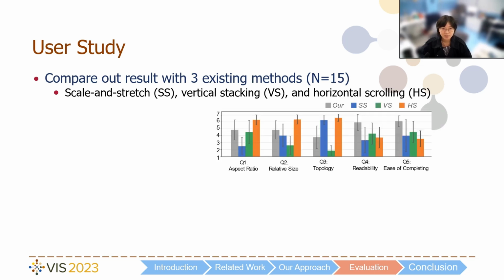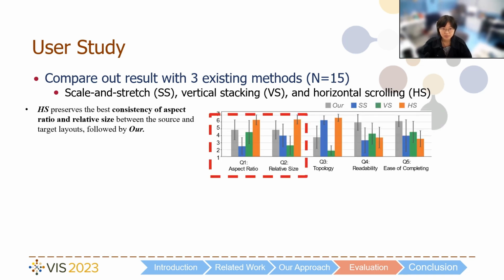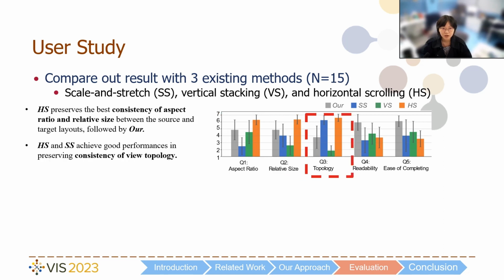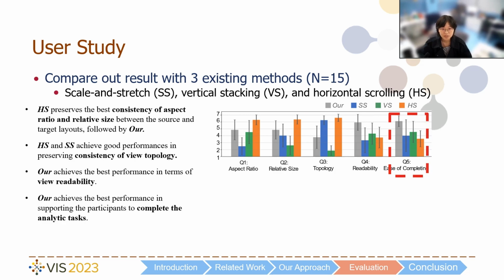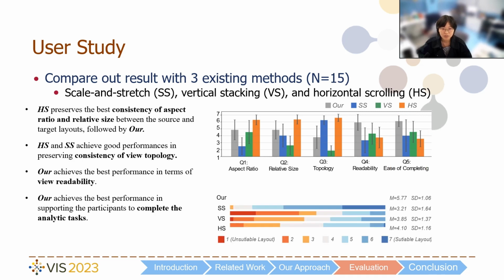In our experiment result, HS stood out in maintaining consistency in aspect ratio and relative size, with our method closely followed. While HS and SS achieved good performance in perceiving consistency of view topology, our method was excellent in view readability. Most notably, participants found it easiest to complete analytic tasks using our method. Overall, our approach was the top preferred, trailed by HS, VIS, and SS ranking last.